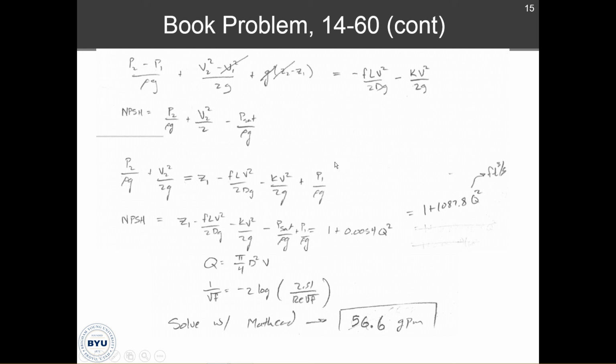So again, we're doing the same thing that we've done before. We're using the energy equation to set up the system. All we're adding this time is the requirement that this is the condition that must be satisfied in order to maintain sufficient suction head that we do not cause cavitation in our pump. So we're manipulating the energy equation to account for the net positive suction head. We're defining the flow rate, and then we define the friction loss. And by doing that, we can say that the minimum flow rate to prevent cavitation is 56.6 gallons per minute.